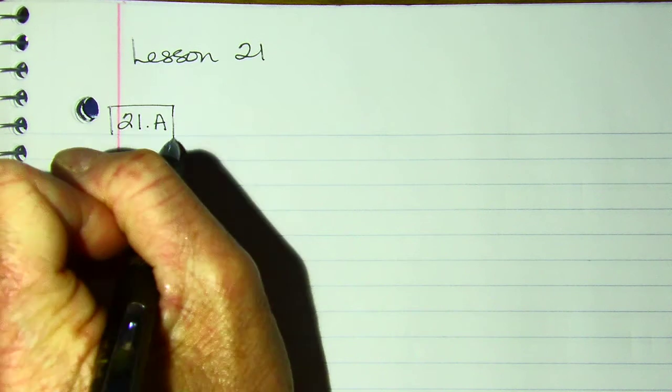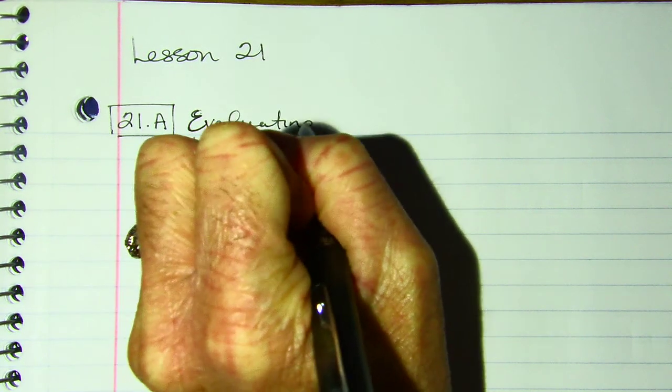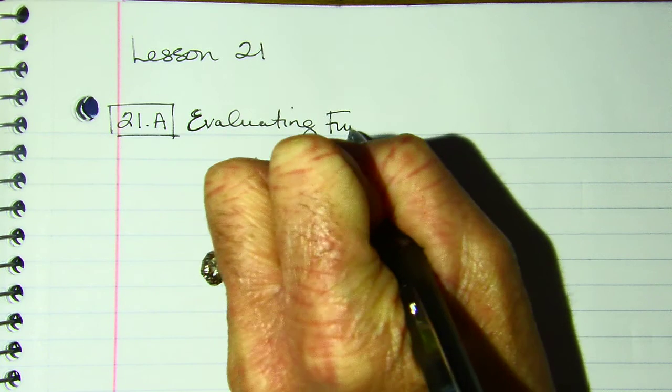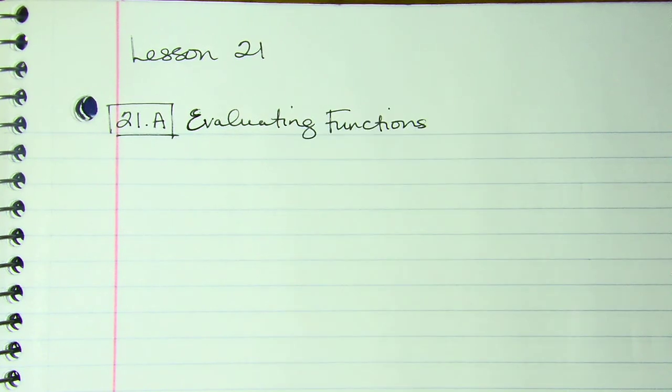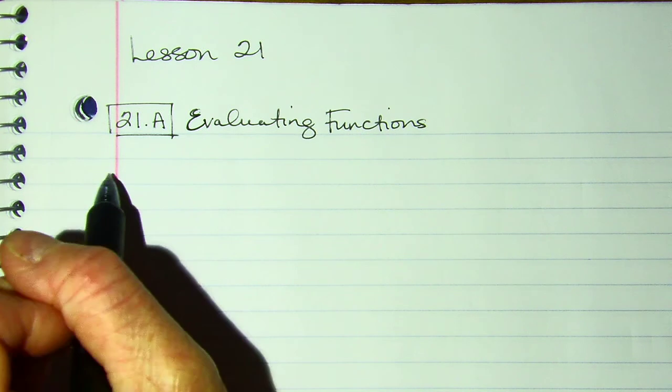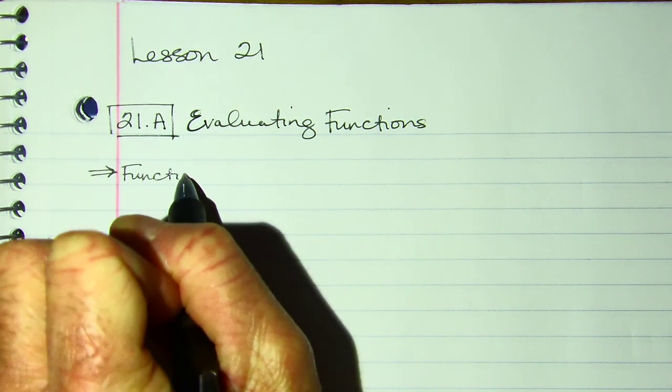Lesson 21.A is a combination of some Algebra 2 and some Trig. So 21.A is on evaluating functions, and that's when we have multiple functions, function f, function g, function h, and then they give us directions on how to apply those. So I'm going to give us our functions that we're going to use today.